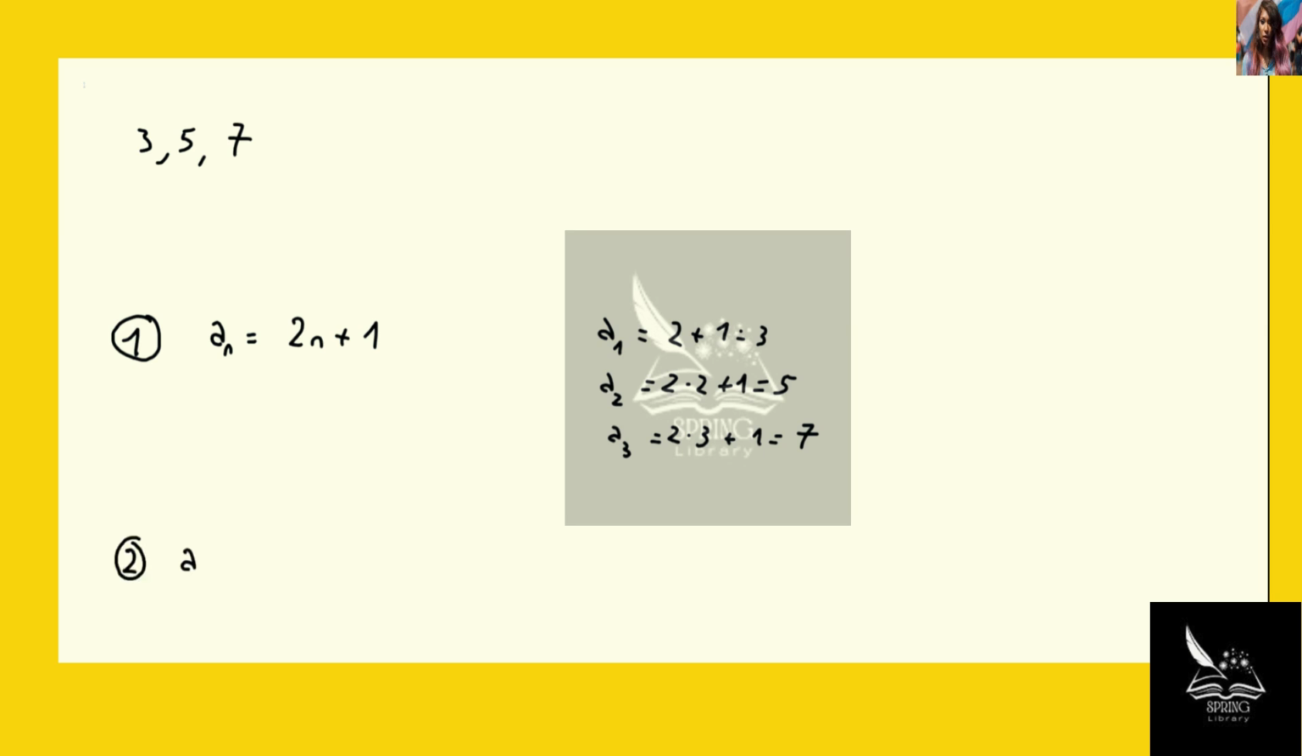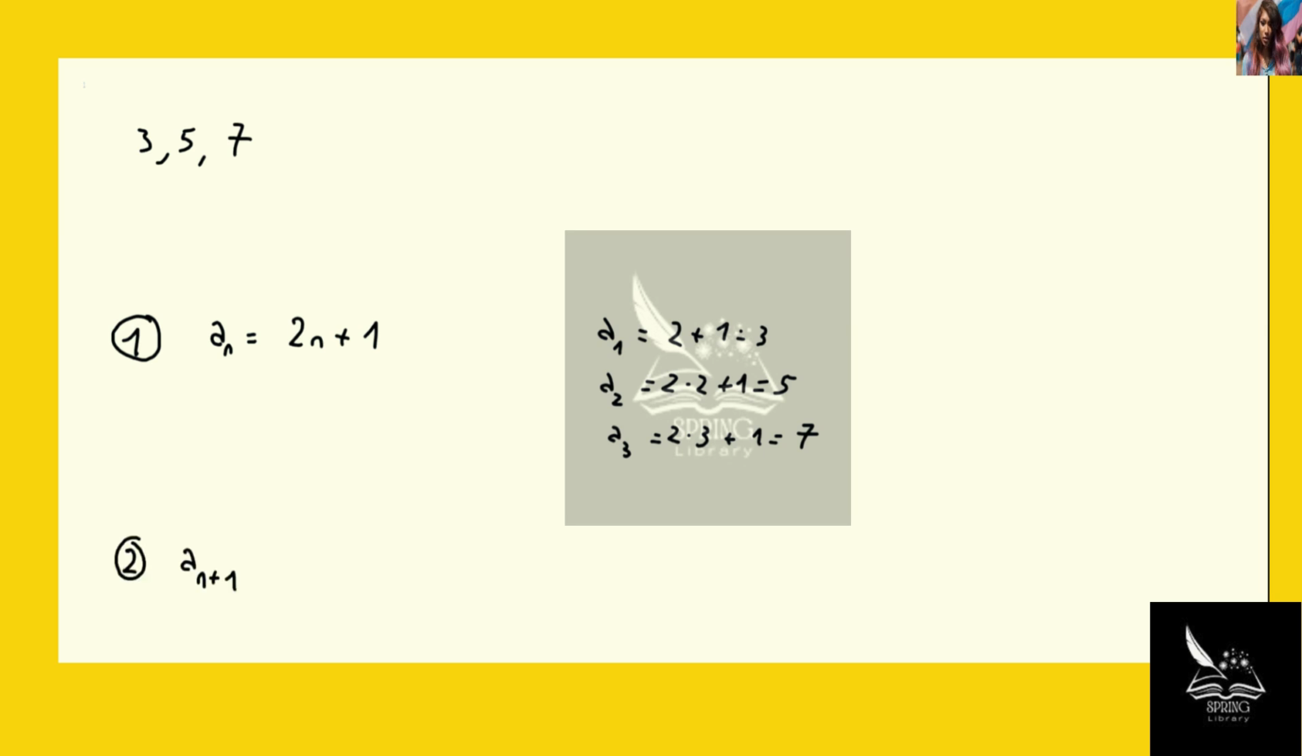So what we can write is a_n = 2n + 1, because remember that 2n is always an even number, and if you add 1, you get an odd number. And with this formula, in fact, we see that a1 is twice 1 plus 1, which is 3. a2 is twice 2 plus 1, which is 5. And a3 is twice 3 plus 1, which is 7. And we found our first sequence.